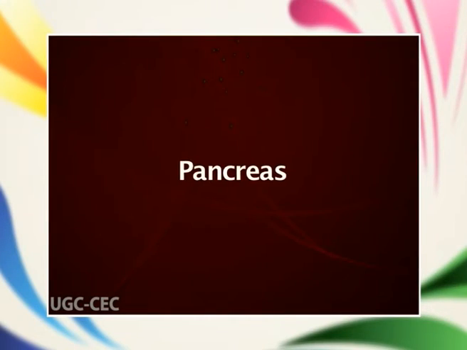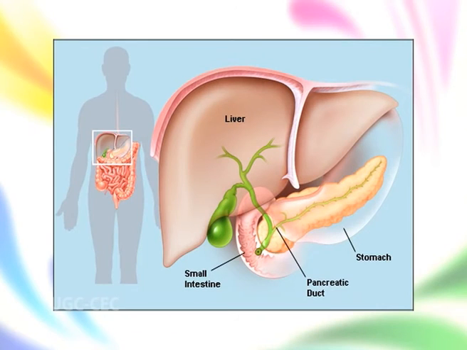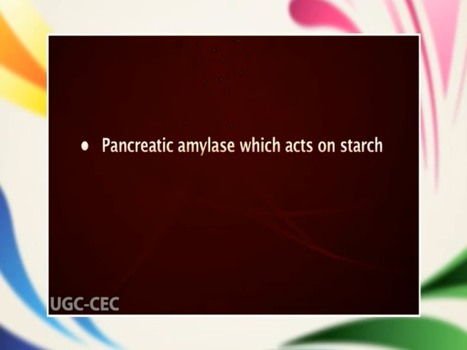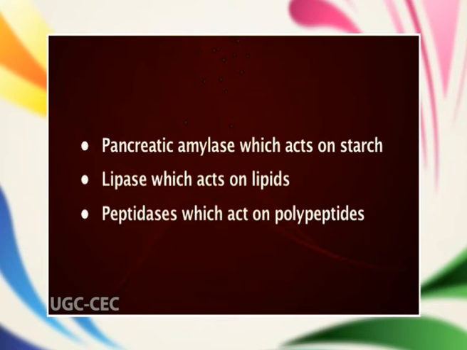Next is the pancreas. Pancreas has 4 sections: head, neck, body and tail. Pancreas mainly consists of exocrine glands which secrete enzymes responsible for digestion of food in small intestine. The main enzymes produced are pancreatic amylase, which acts on starch, lipase, which acts on lipids, and peptidases, which act on polypeptides.